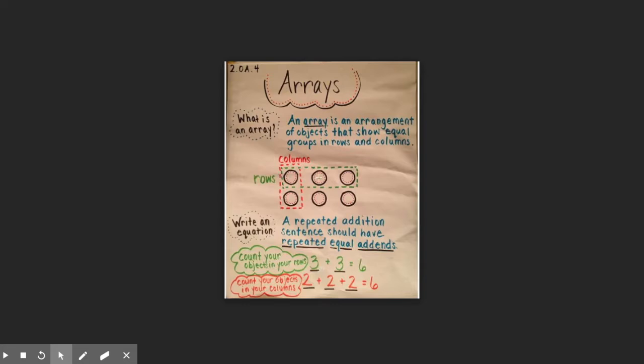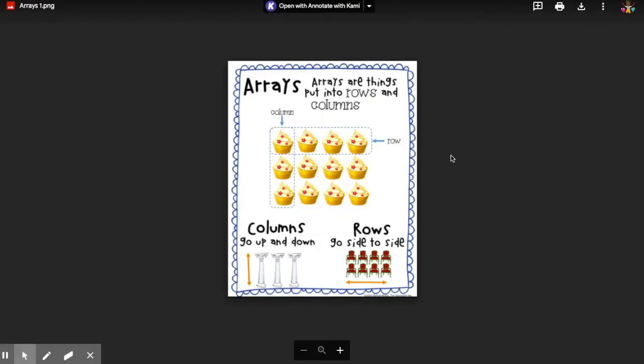So for this one, the first one is your rows. You have 3, 1, 2, 3, 1, 2, 3. So 3 plus 3 gives you your 6. And then if you want to do your columns, which are up and down, you have 2 plus 2 plus 2, which equals 6. The other anchor chart shows you your rows and columns so that you don't get them confused. So again, an array is things put into rows and columns. Remember, columns go up and down, rows go across, or from side to side. So these will come in handy so that you don't get confused.